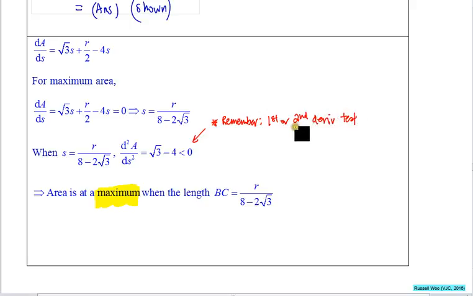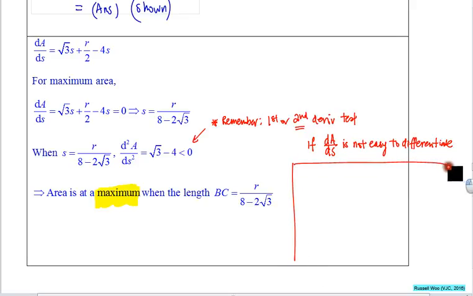In this case, I do this because it is easy to differentiate. Now, if I'm going to box up something and dA/ds is not easy to differentiate, what would you have done? Then you do your first derivative test. I'm just going to quickly revise how to do the first derivative test. You would do this, you see.